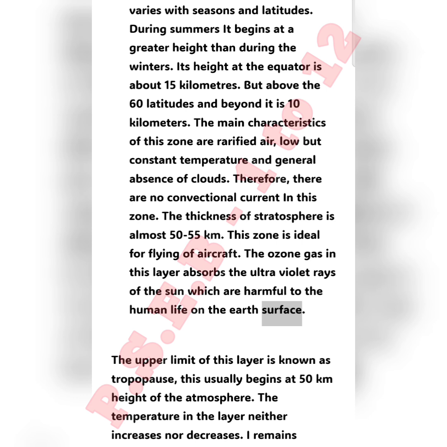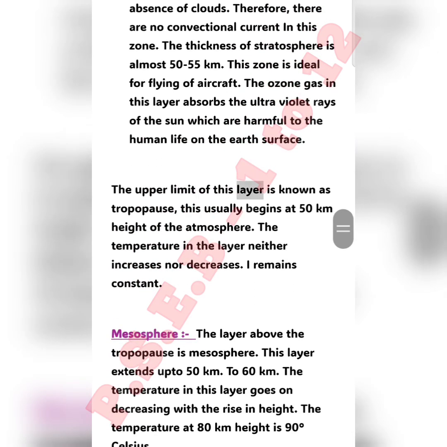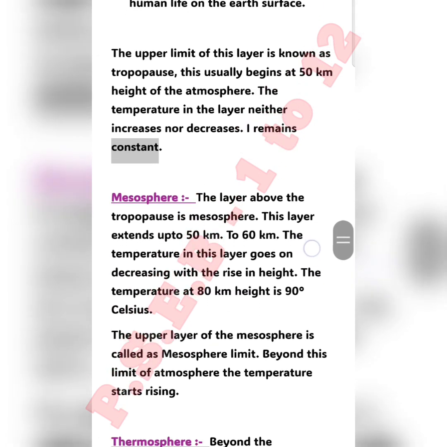The ozone gas in this layer absorbs the ultraviolet rays of the sun, which are harmful to human life on the Earth's surface. The upper limit of this layer is known as tropopause. This usually begins at 50 kilometers height of the atmosphere. The temperature in the layer neither increases nor decreases. It remains constant.